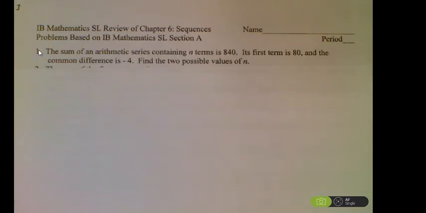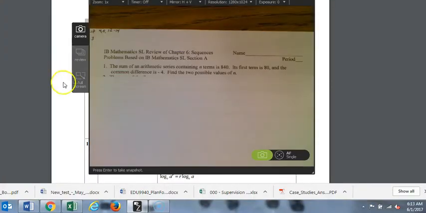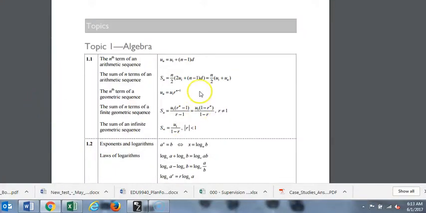Again, first things first, we've got to pick the right formula. This one's talking about the sum of an arithmetic series. Looking at our formulas, there are two formulas we could use. There's sort of a longer one here, and then we have the shorter one here. The longer one always works. The shorter one sometimes works. It just depends on the information that you're given.